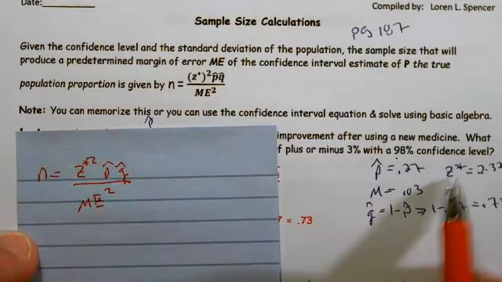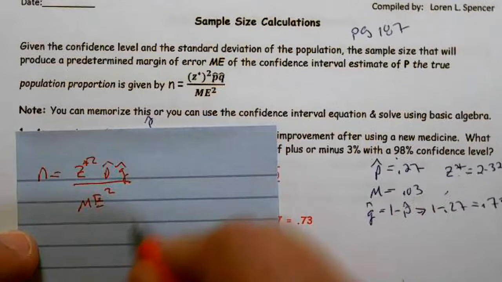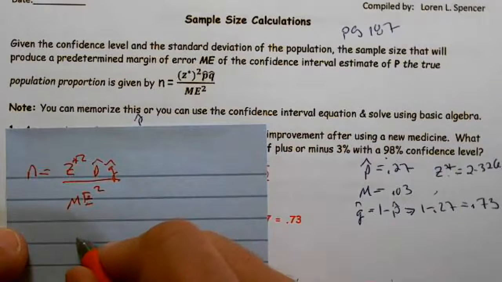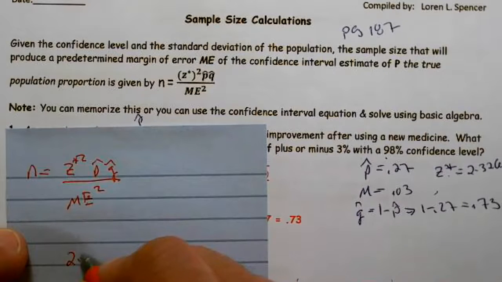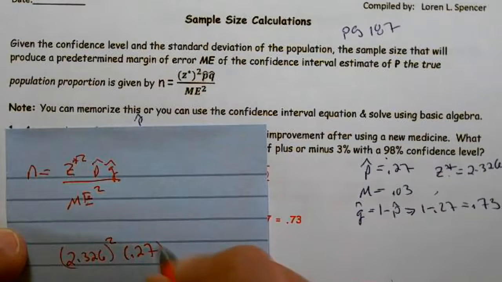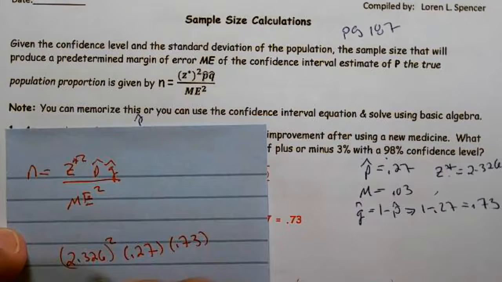Well, off to the side, we'd already calculated Z star. So that's going to be 2.326. And we're going to square that times 0.27. We said Q hat is 0.73. And our margin of error was 0.03. And we need to square that.